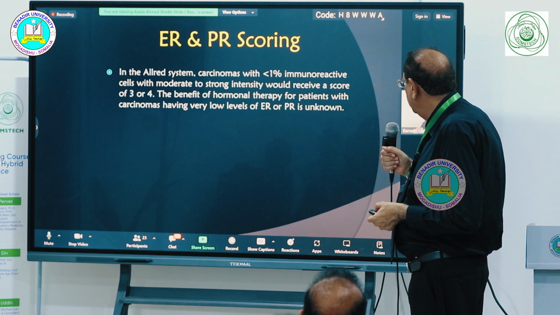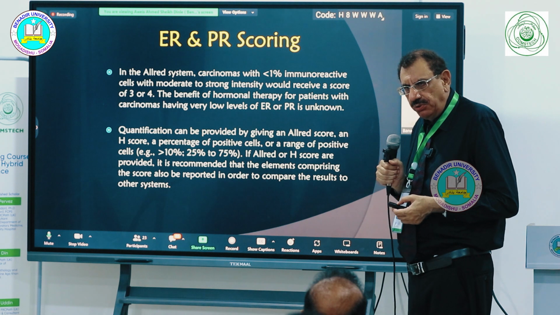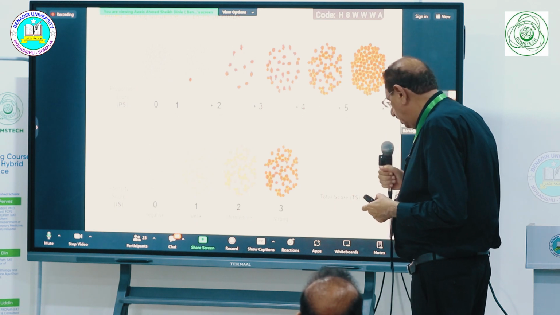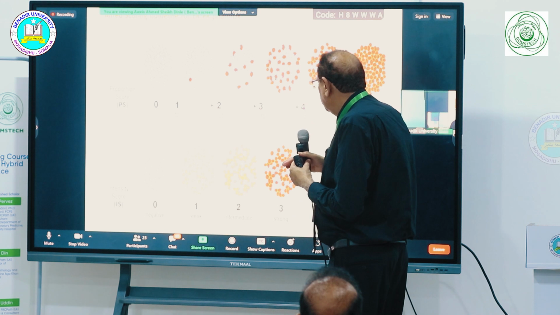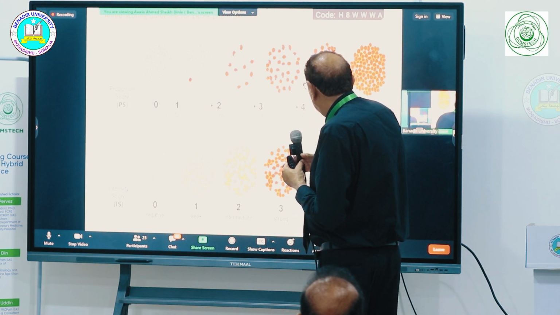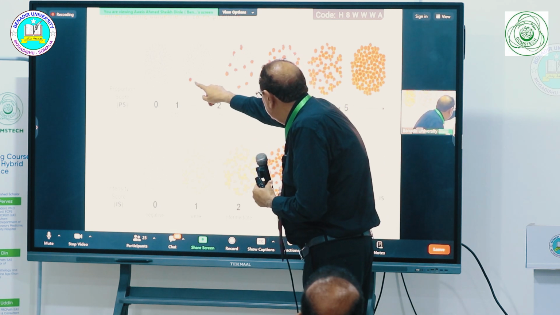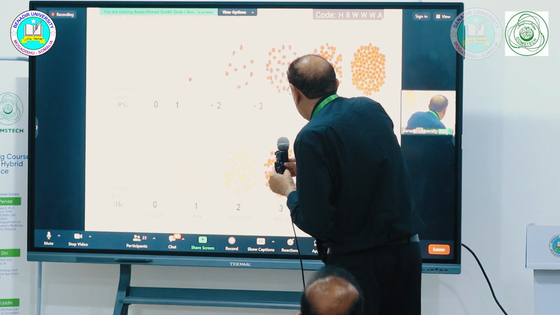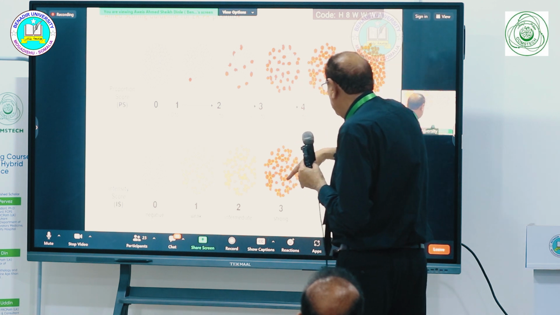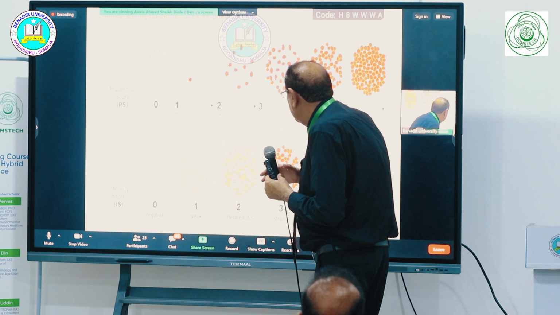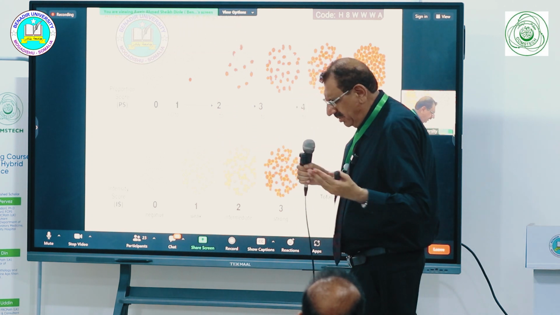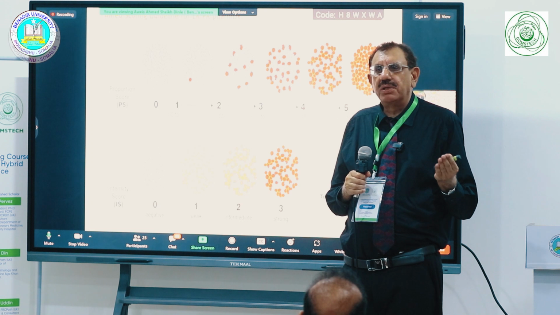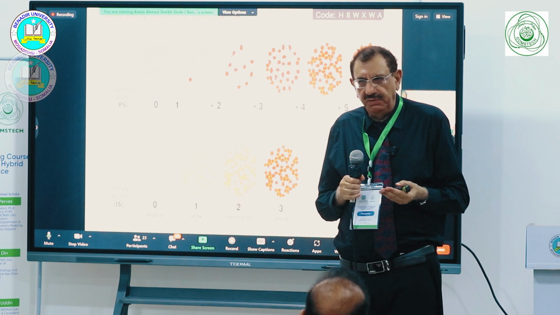So ER-PR scoring. There are several. We use the Allred scoring, in which we take into account the number of cells and the intensity. However, as a general rule, a score where only one cell is positive and the intensity is very weak, a score up to 2, is taken as negative. Another approach, probably good for quality control, is that more than 1% cells positive, you call it positive and give the benefit of doubt.